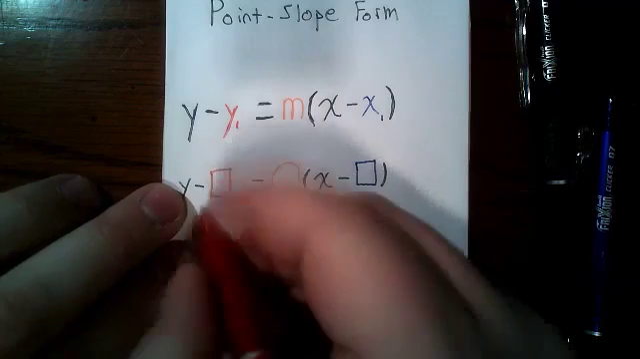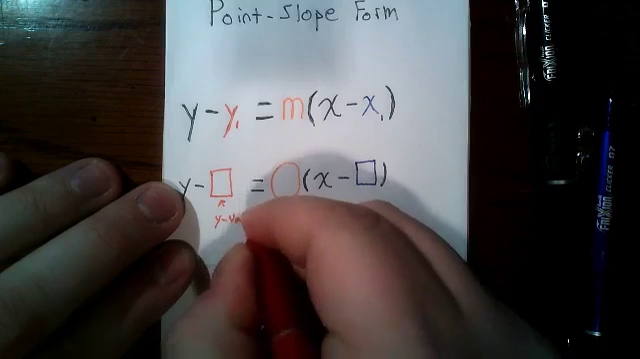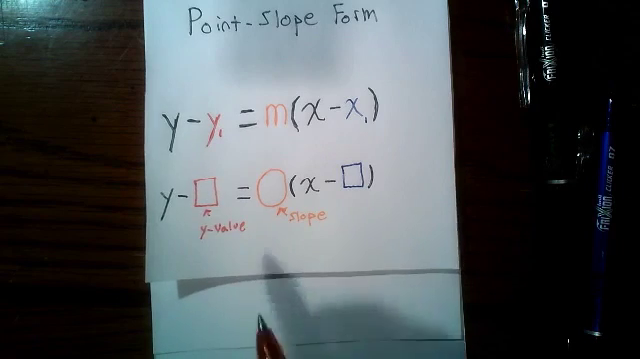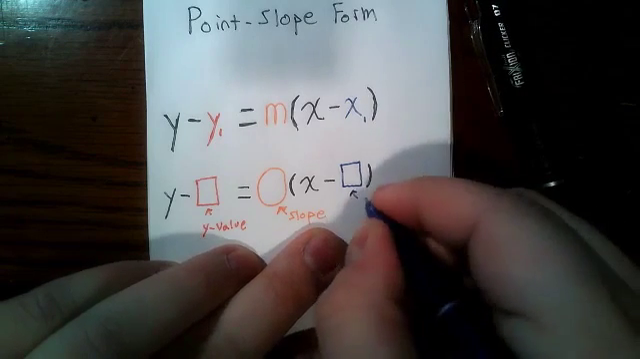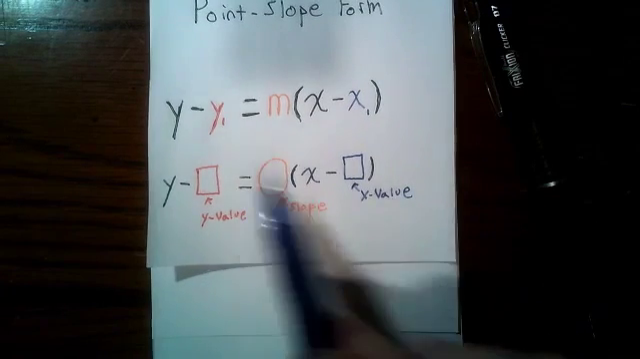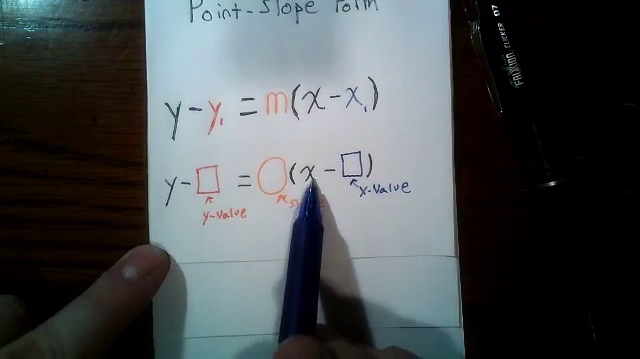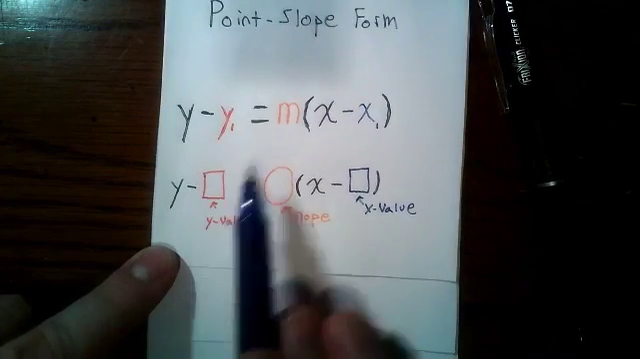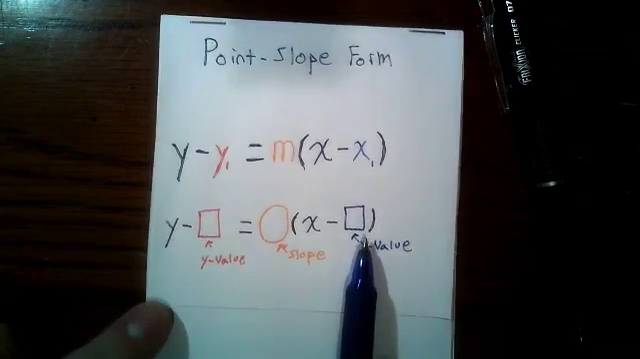In red, this y1 is just the y value if you're given a point. If you're given the point 2, 3, the y value is 3. And the blue is the x value. So it's really important that when you use point-slope form, you don't put anything in here, you don't put anything in here. The only three variables that change, this y1, this m, and this x1. Okay, and that's the point-slope form.